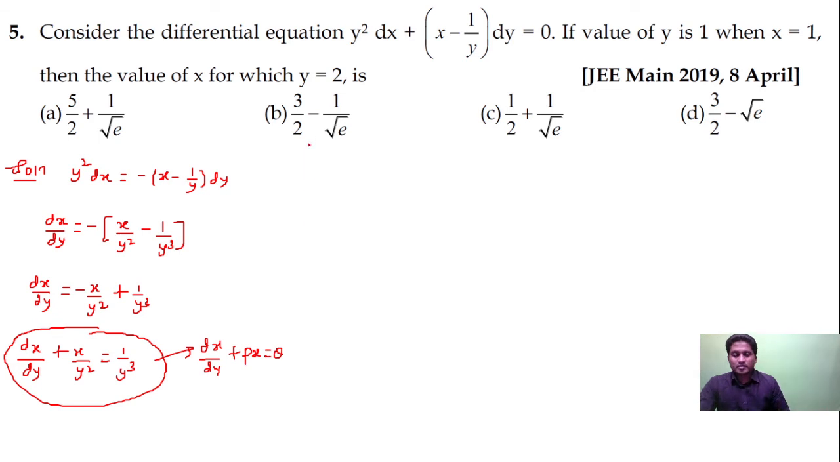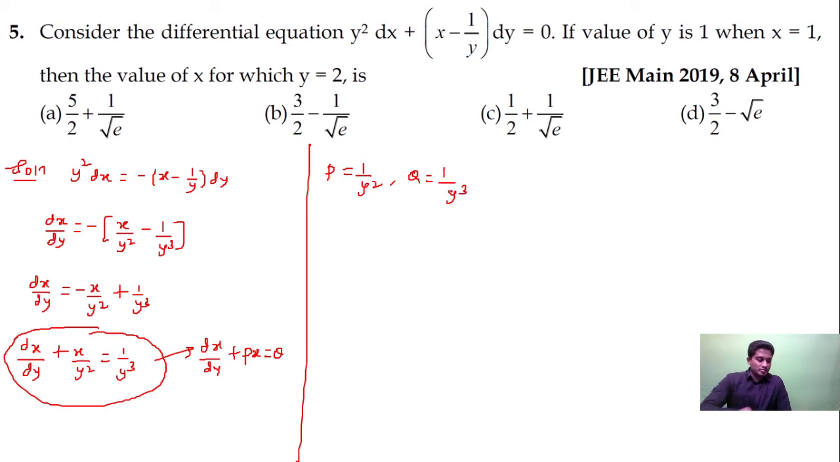Okay, now p is equal to 1 by y square. P and q are constants or functions of y. So this is 1 by y square, this is 1 upon by q. Okay, that is p and q. Now the integrating factor will be equal to e to the power integral p dy.